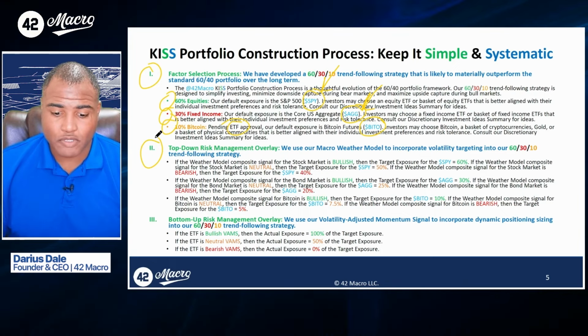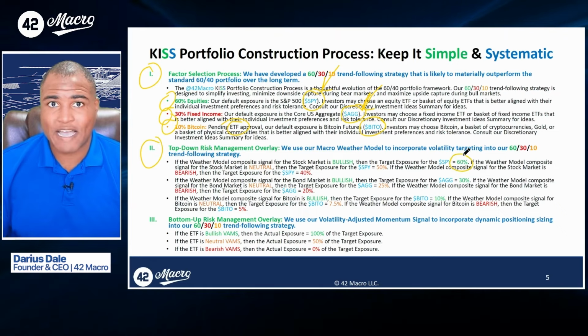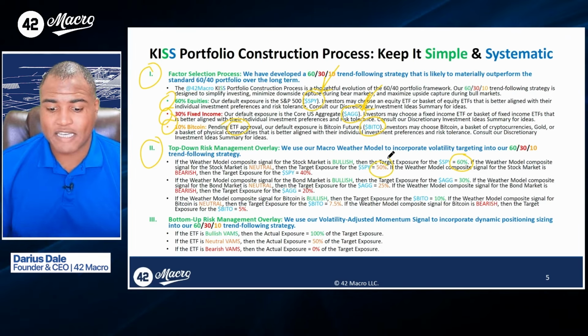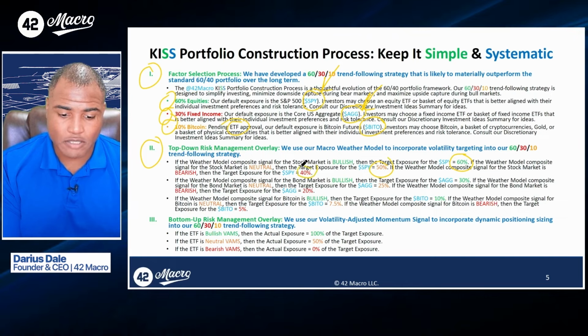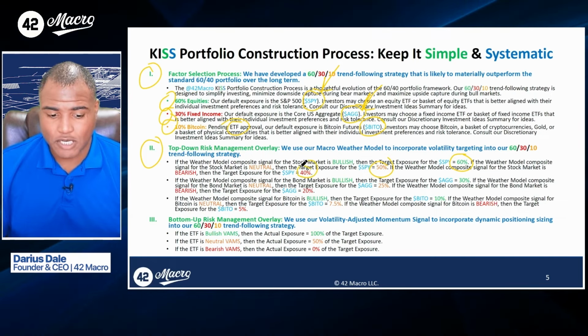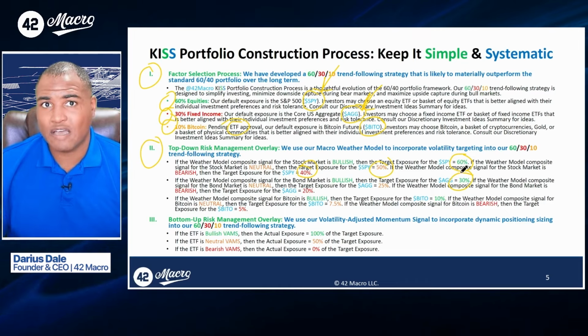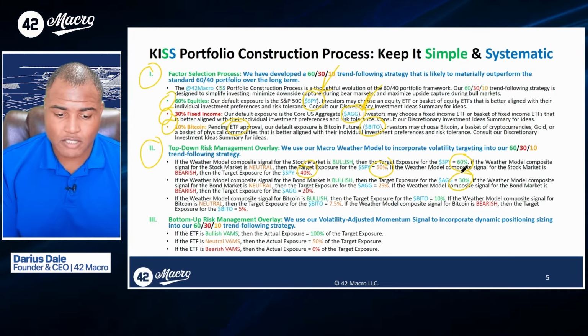So if the weather model signal for the stock market is bullish, the target exposure for the SPY ETF is 60%. If the weather model signal for the stock market is neutral, the target exposure for the SPY ETF is 50%. And then if the weather model signal for the stock market is bearish, then we dial down the target exposure for the SPY to 40%. Similar process we do for the fixed income market. So if the weather model signal for the bond market is bullish, then the target exposure for the AGG ETF is 30%. If the weather model signal for the bond market is neutral, then the target exposure is 25%. And then if the weather model signal for the bond market is bearish, then the target exposure for the AGG ETF is 20%.